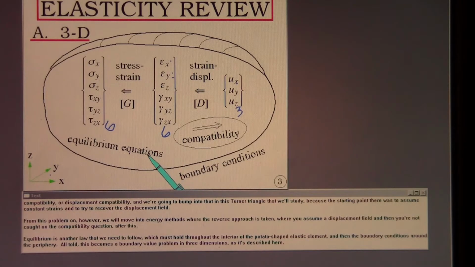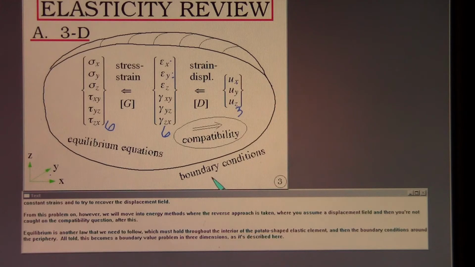Equilibrium is another law that we need to follow, which must hold throughout the interior of this potato-shaped elastic element. And then the boundary conditions around the periphery. All told, this becomes a boundary value problem in 3 dimensions, as it's described here.